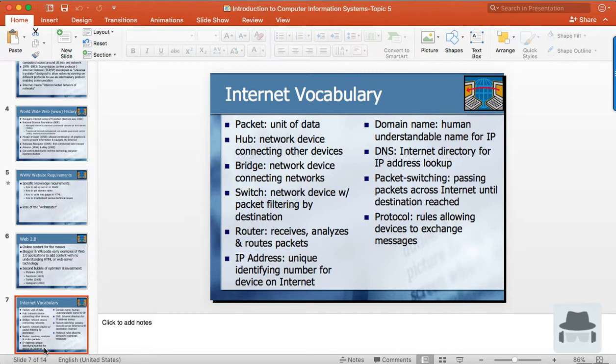An IP address is a unique identifying number for a device on the internet. Every IP address should be unique.